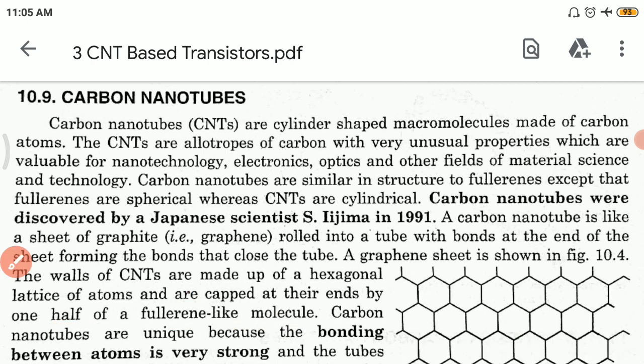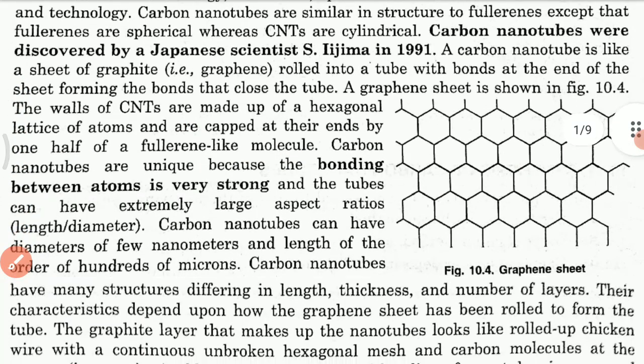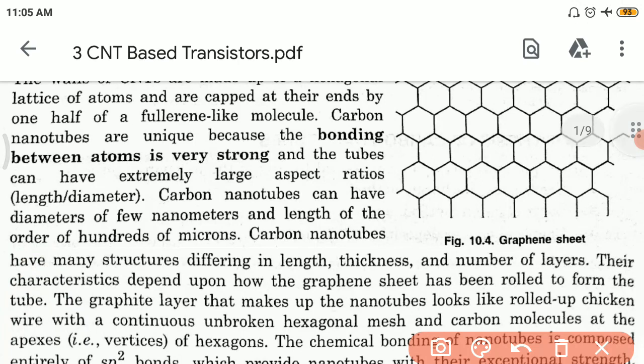Okay, now these carbon nanotubes are very unique because the bonding between the atoms is very strong, and the tubes can have extremely large aspect ratios, which is the ratio between the length and its diameter. Okay, so these CNTs can have diameters of a few nanometers, and length will be of the order of hundreds of microns, that is 10 to the power minus 6 meter.